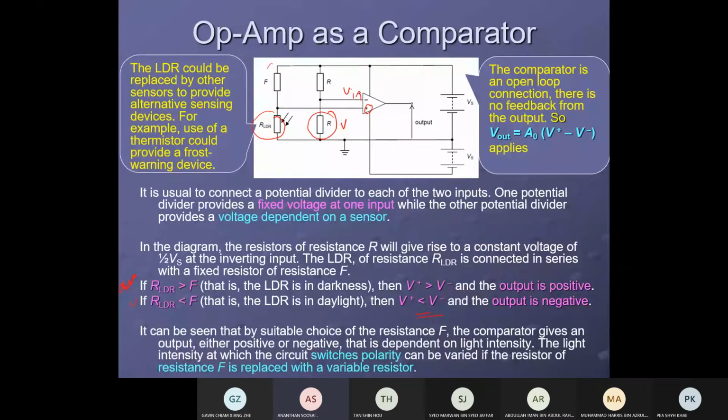Let's say if positive is greater than negative, it becomes positive 9. If negative is greater than positive, it becomes negative 9. Is it good or bad to saturate? Good, right? Because positive 9 means confirm on the alarm. Negative 9 means confirm don't on the alarm, right?